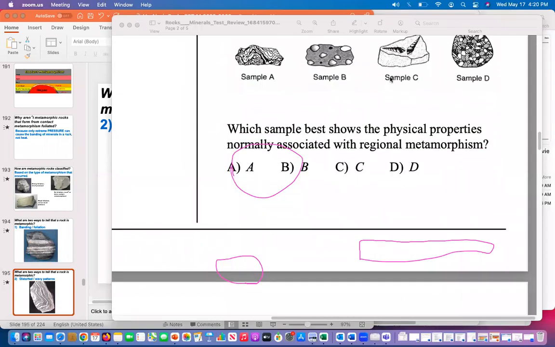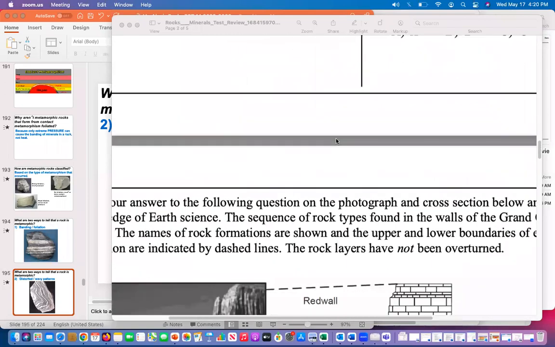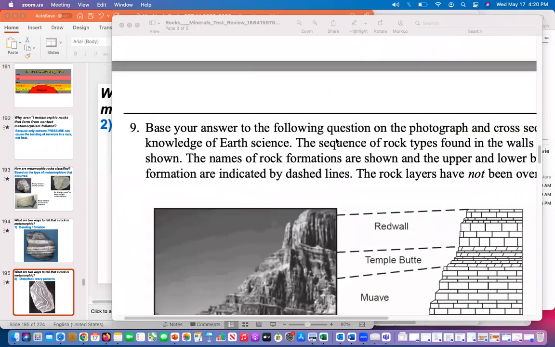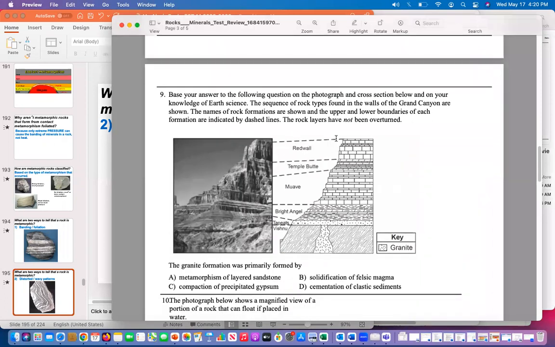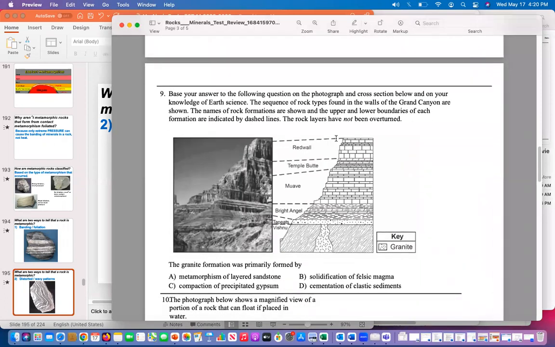All right, let's take a look at number 9. Let's zoom back out. So number 9 says, base your answers to the following questions on the photograph and cross section below and on your knowledge of earth science. The sequence of rock types found in the walls of the Grand Canyon are shown. The names of rock formations are shown, and the upper and lower boundaries of each formation are indicated by dashed lines. The rock layers have not been overturned.